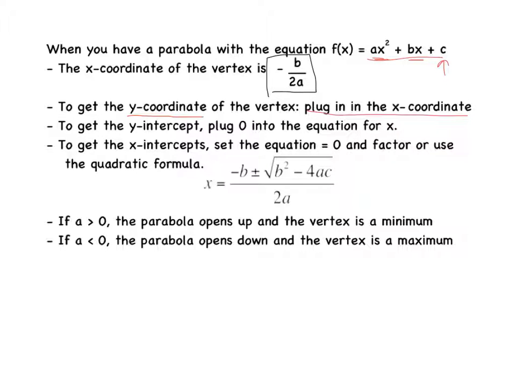Then to get the x-intercepts, if you can factor, then you can take each of your factors and set it equal to 0. If it doesn't factor, or even if it does, actually, the quadratic formula will always give you the two x-intercepts, or if there are intercepts, it'll give them to you. But factoring is a little bit faster if you notice that it factors. And then, just like the other one, if that a number in front is positive, the parabola will open up. If the a number is negative, it will open down.